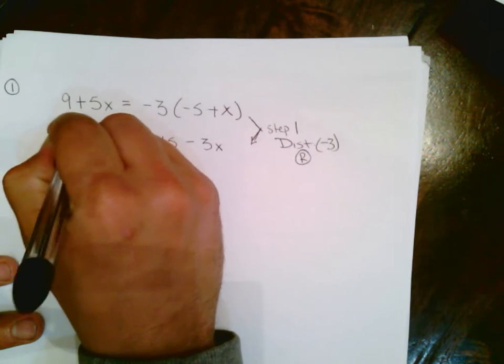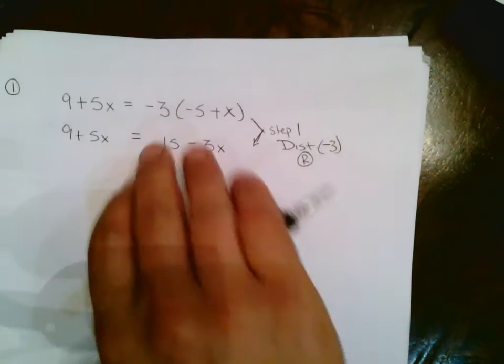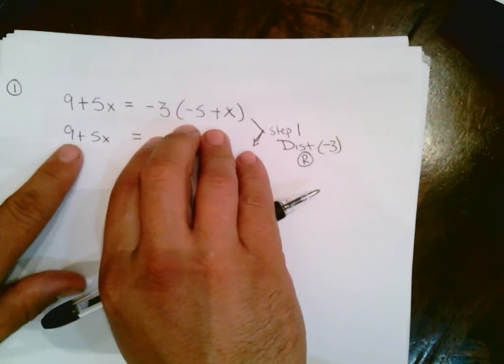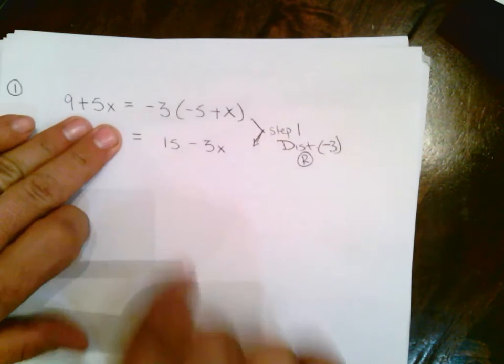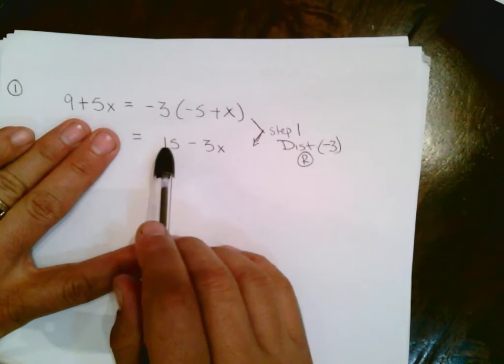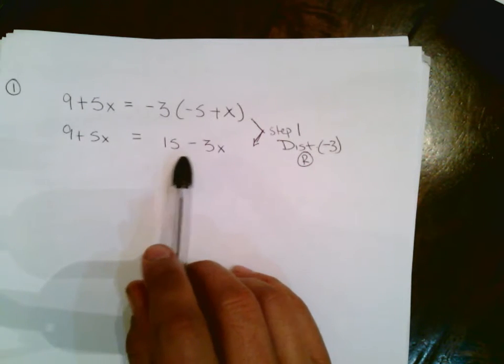9 plus 5x. With this, I could now move on to my second step, which would be to combine like terms. Notice on the left-hand side of the equation, I only have one number and one variable, so there's nothing to combine. On the right-hand side, I only have one number and one variable. Once again, nothing to combine.